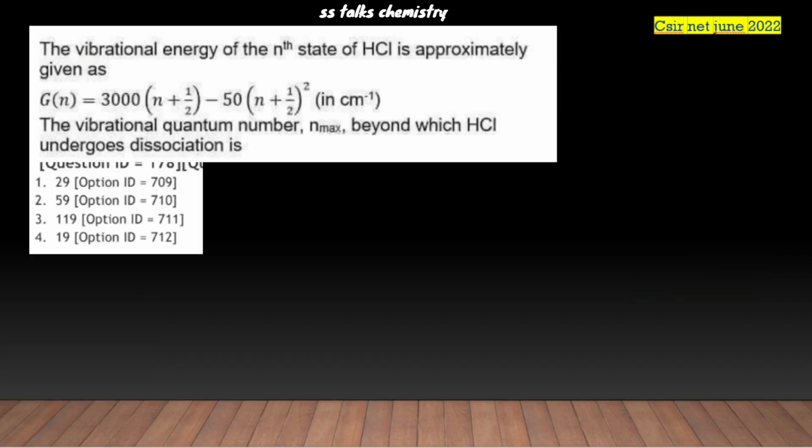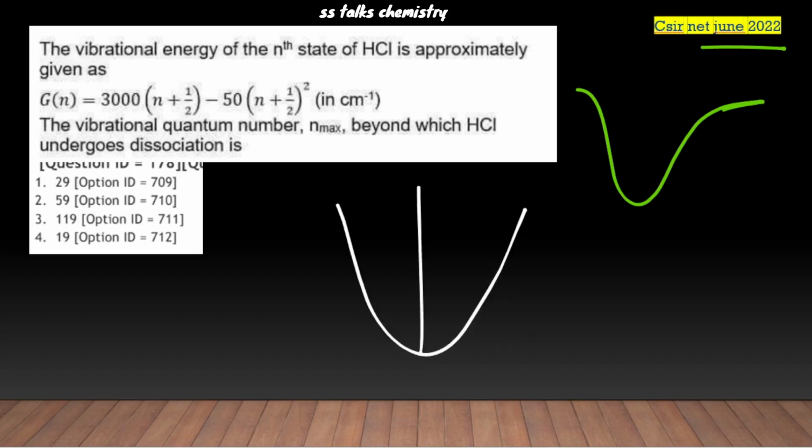Okay. Next, this question. Again June 2022: the vibrational energy for the nth state of HCl is approximately given as this. Find the vibrational quantum number n max beyond which HCl undergoes dissociation. Okay, so basically what happens in anharmonic oscillators, you obtain this type of curve, the potential energy curve that you obtain. For simple harmonic motion, it was like this.